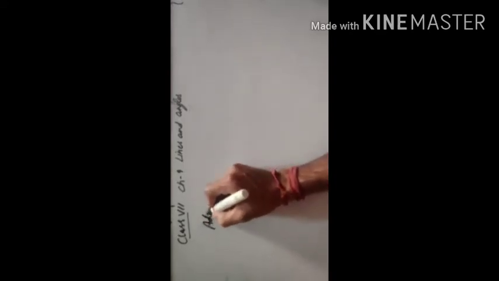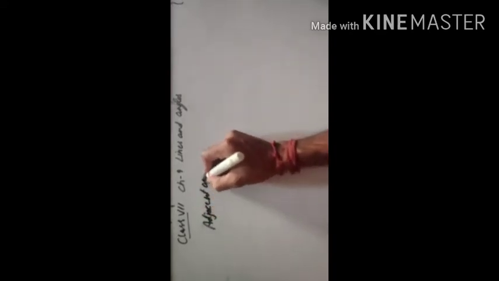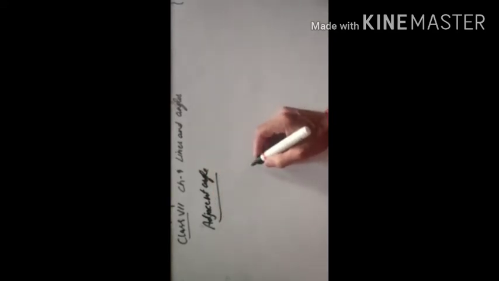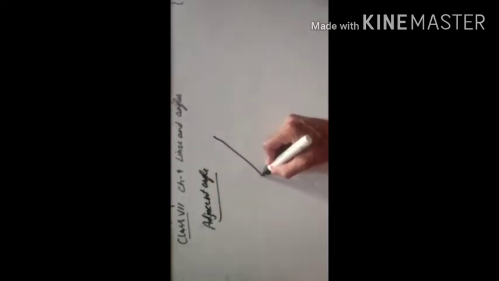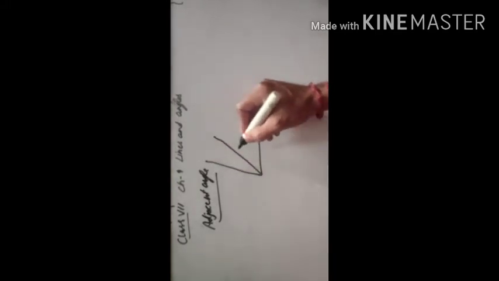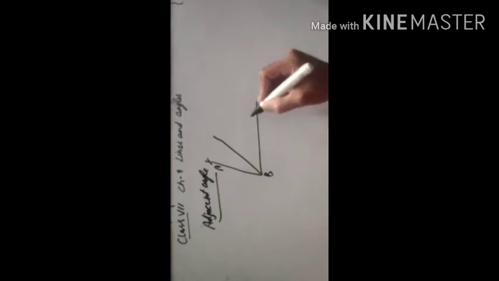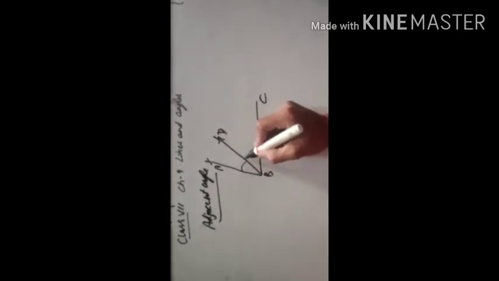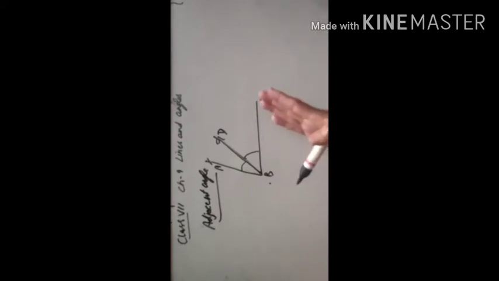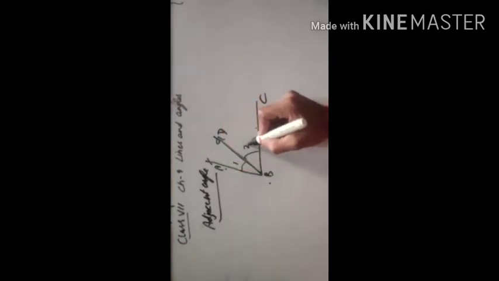Now adjacent angles. Two angles are called adjacent if they have a common vertex. These two angles are adjacent angles if they have a common vertex and a common arm, and their non-common arms lie on either side of the common arm. One on this side, one on this side. So angles 1 and 2 are adjacent angles.